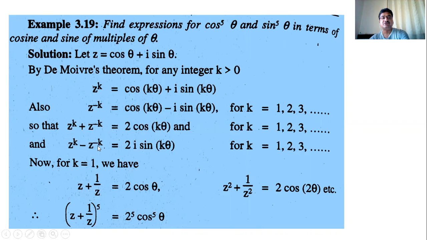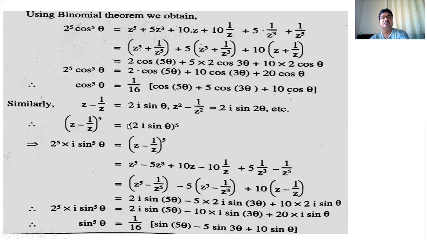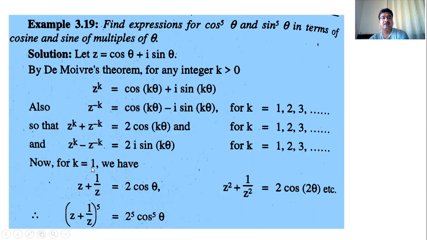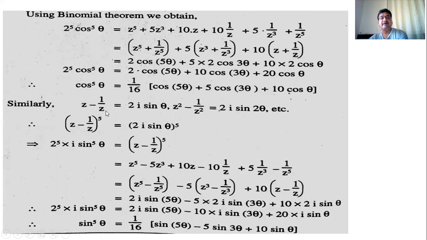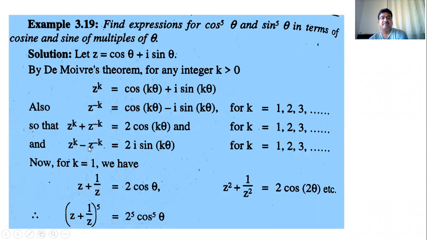Z raised to k minus 1 by Z raised to k is equal to (2i sin k theta) bracket raised to 5. From this equation, substitute k as 1. What we have is Z minus 1 by Z is 2i sin theta.